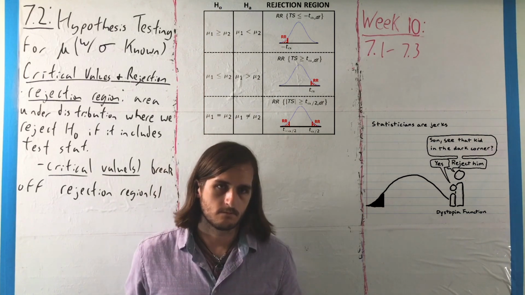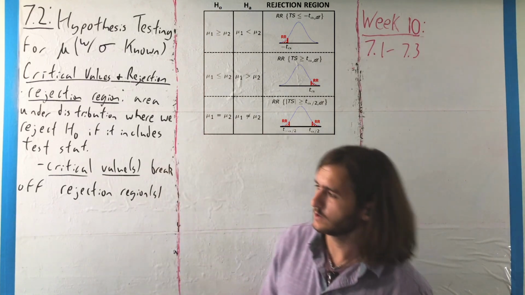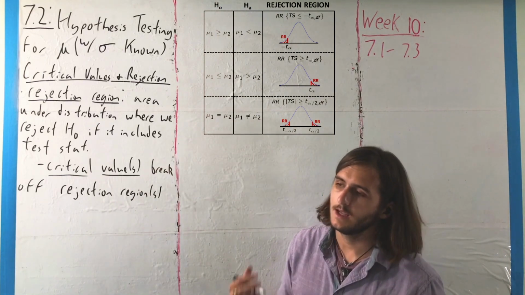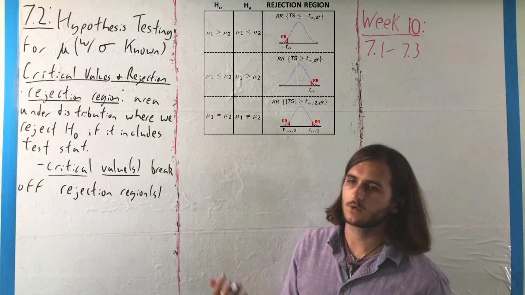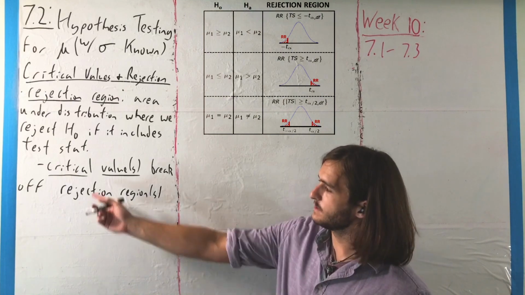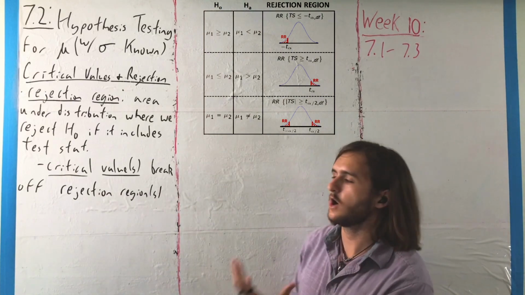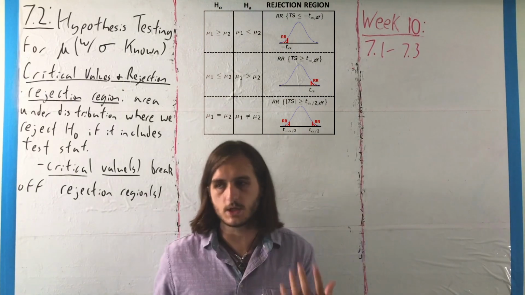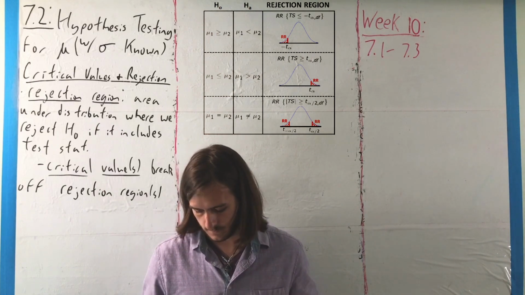For somewhat obvious reasons, other textbooks will call this the critical region, and the rest of the distribution is called the non-critical or non-rejection region, where the obvious reason why it's called that is because the critical value is what breaks off the rejection region, or regions if it's a two-tailed test.